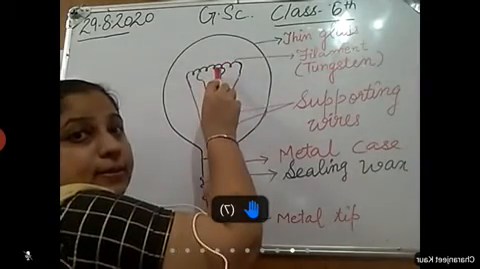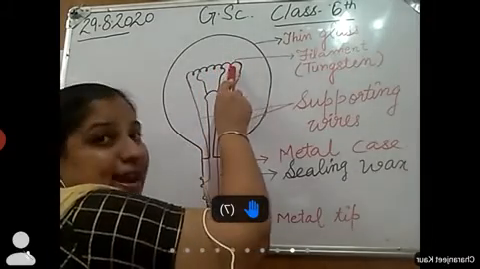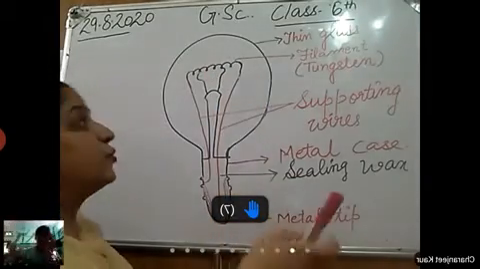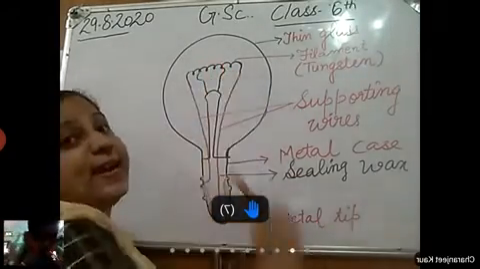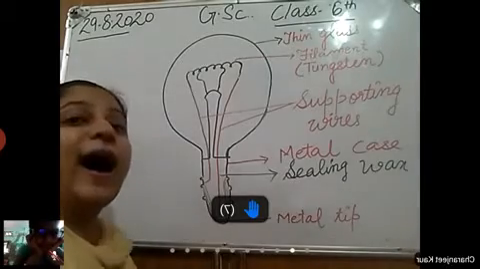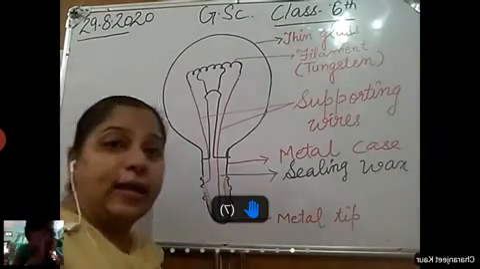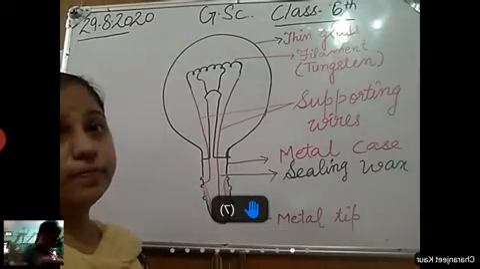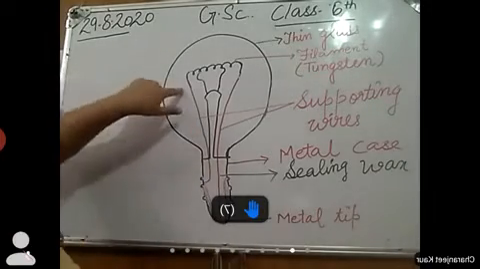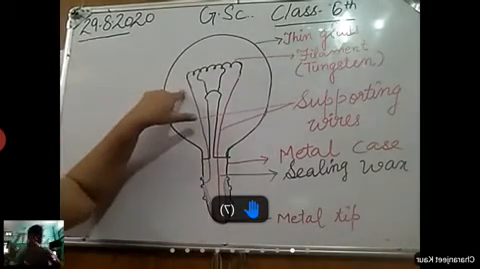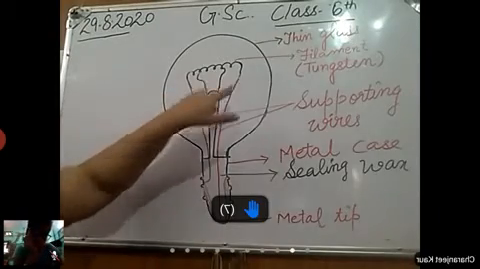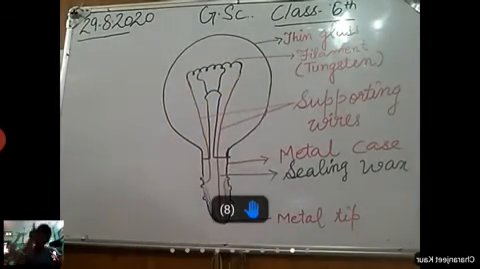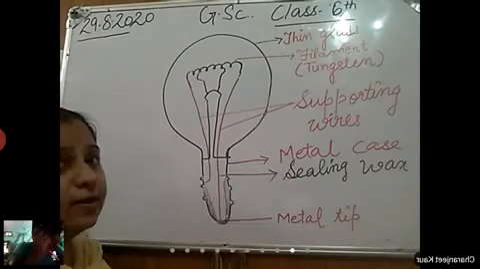It is very thin. To make it strong, it is twisted and coiled. Now after twisting and coiling, it becomes a strong one, heavy one, right? And to support this heavy coil, there are two supporting wires. You can see in red I have mentioned two supporting wires.